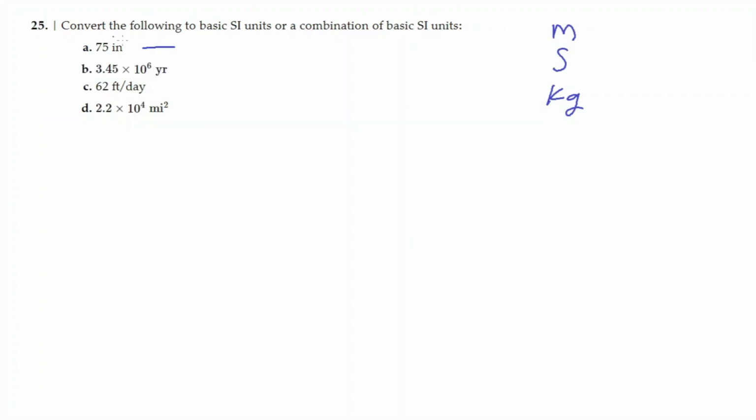Alright, so let's take a look at number 5. So number 5, we have 75 inches. We want to convert all these to basic SI units. So we know that 2.54 centimeters is equal to 1 inch.